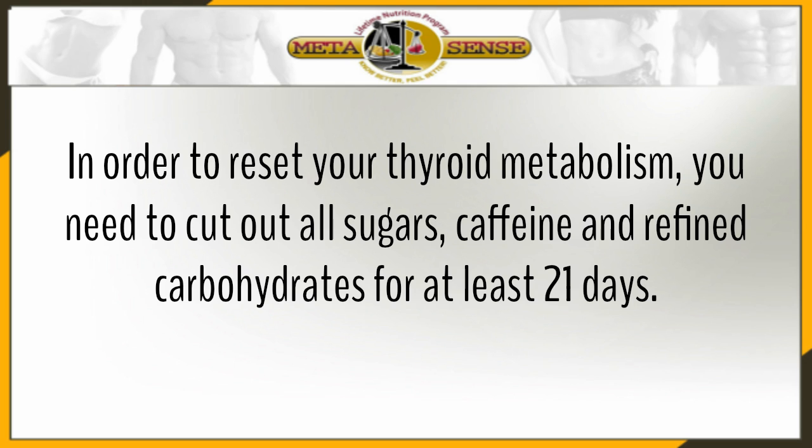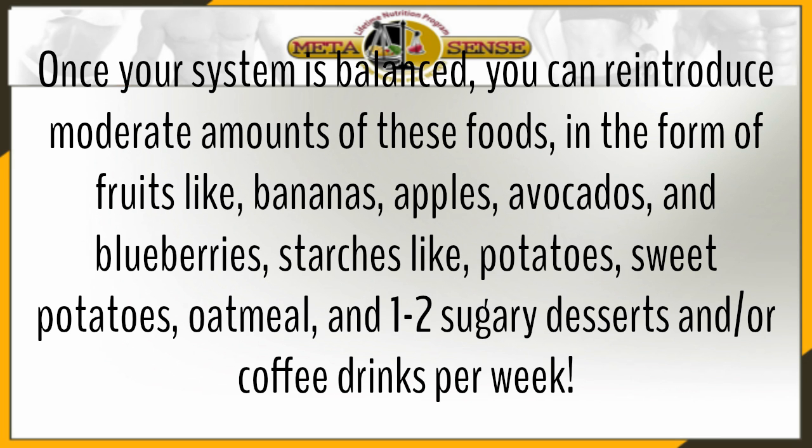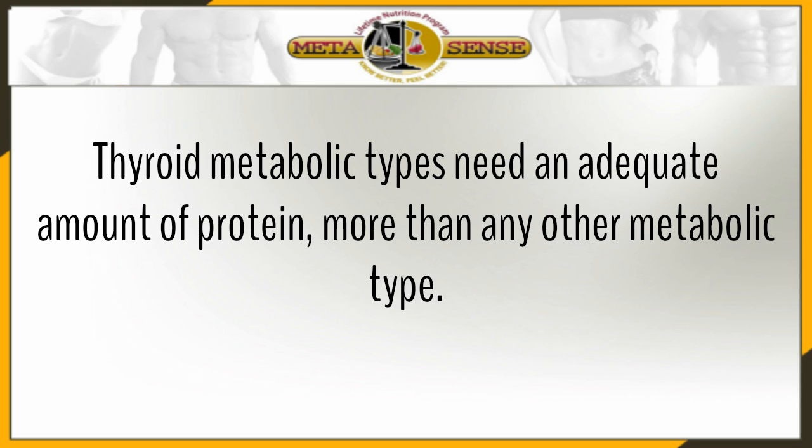In order to reset your thyroid metabolism, you need to cut out all the sugar, caffeine, and refined carbohydrates for at least 21 days. Once your system is balanced, you can reintroduce moderate amounts of these foods in the forms of bananas, apples, avocados, blueberries, starches like potatoes, sweet potatoes, oatmeal, and one or two sugary desserts or coffee drinks per week. Thyroid metabolic types need an adequate amount of protein, more than any of the other metabolic types.